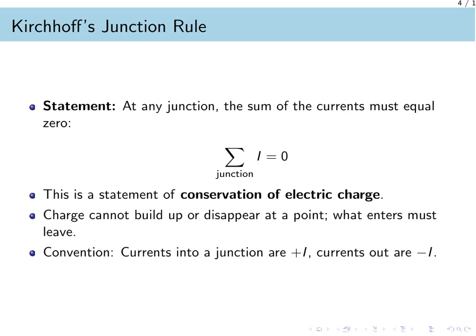Since charge cannot accumulate or vanish at a point, the total charge entering a junction must equal the total charge leaving it. By convention, we treat currents directed into the junction as positive values, and currents directed out of the junction as negative values. This allows us to write a simple algebraic equation for every junction in the network.